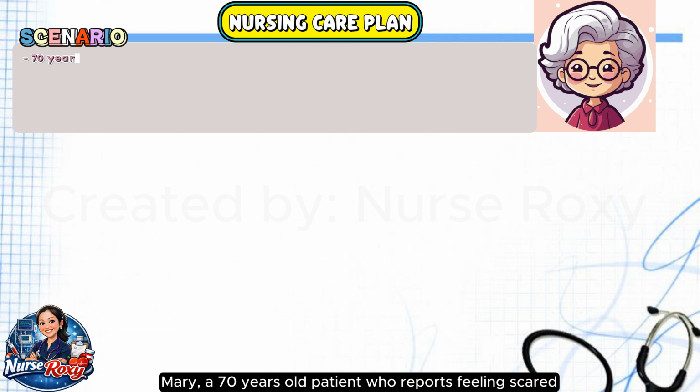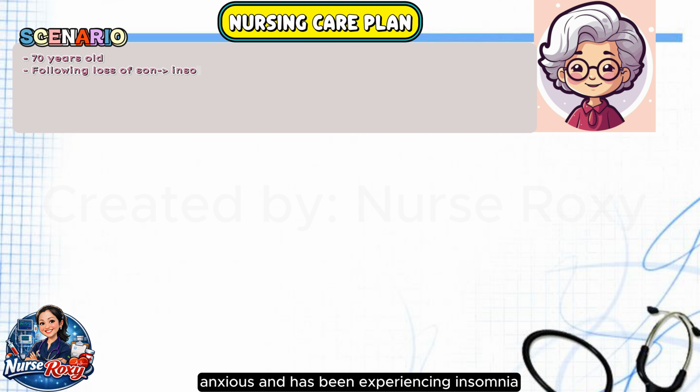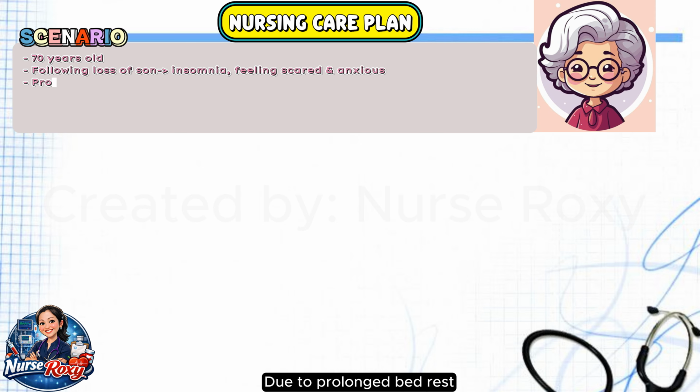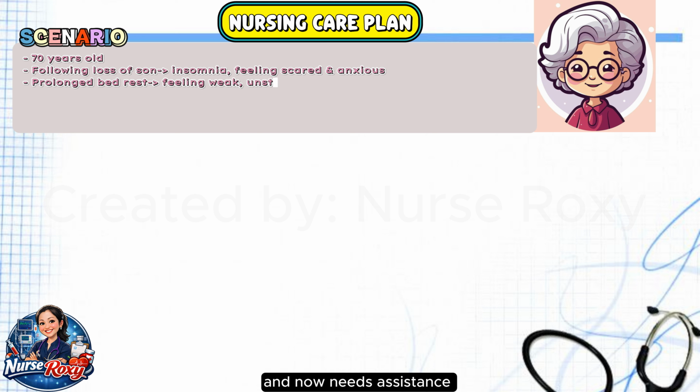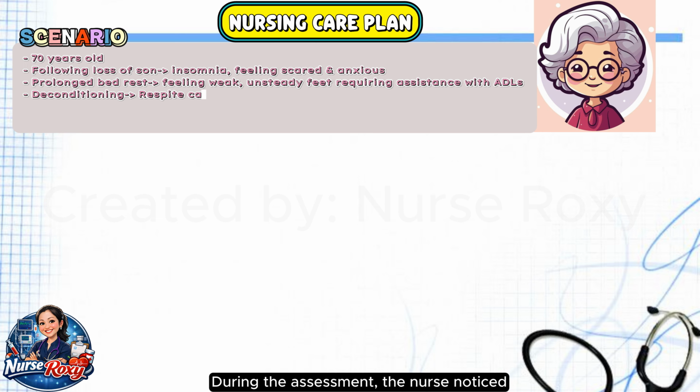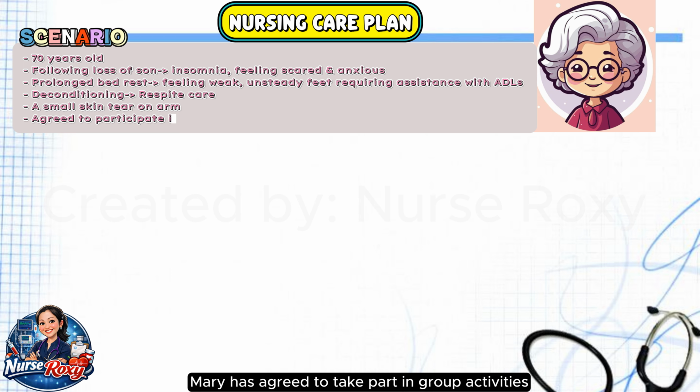Mary, a 70-year-old patient, reports feeling scared, anxious, and has been experiencing insomnia after the sudden loss of her son. Due to prolonged bed rest, she has started feeling weak and unsteady on her feet and now needs assistance with her ADLs. She was admitted to respite care due to deconditioning. During the assessment, the nurse noticed a small skin tear on the patient's arm. After speaking with the nurse, Mary has agreed to take part in group activities to help improve her mood.